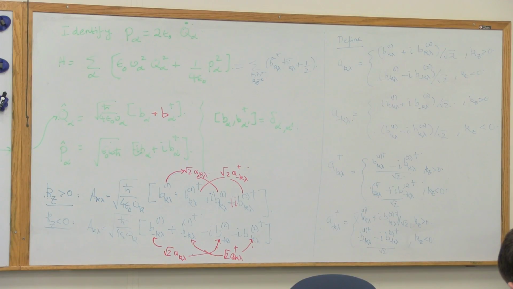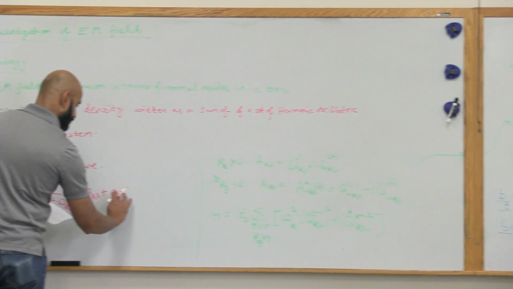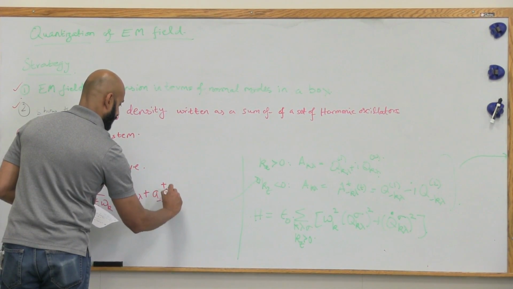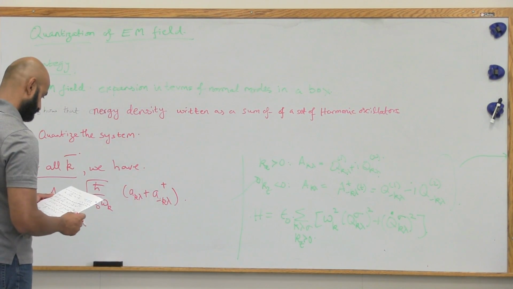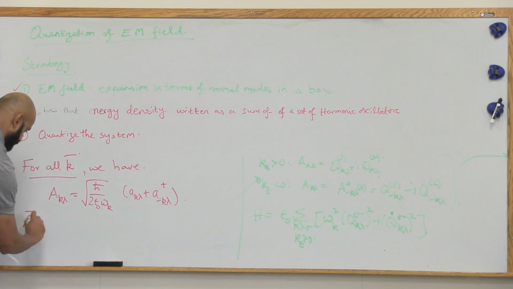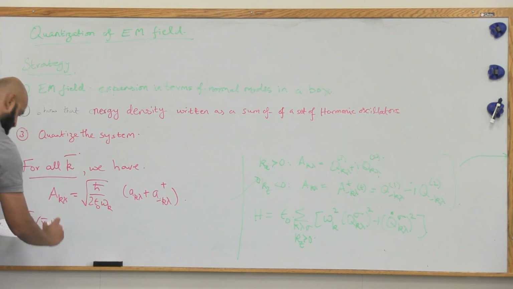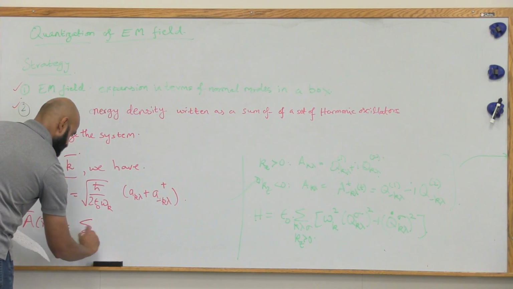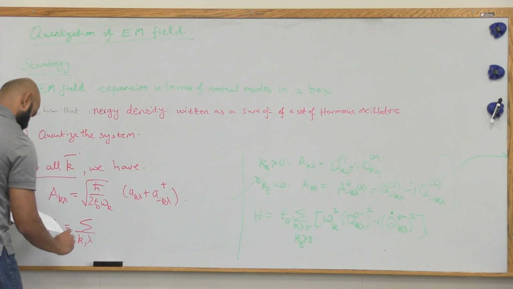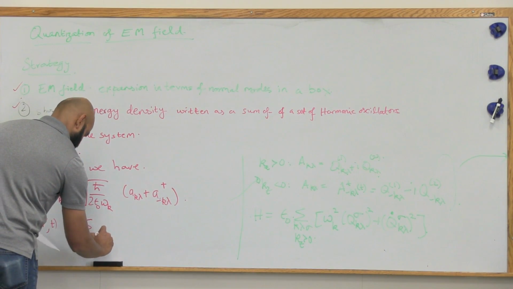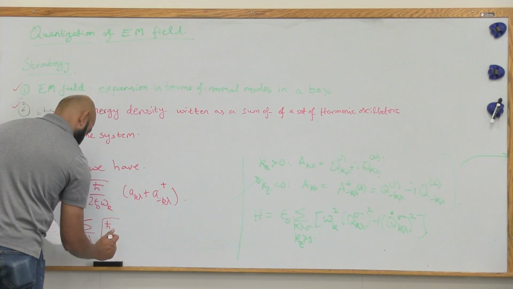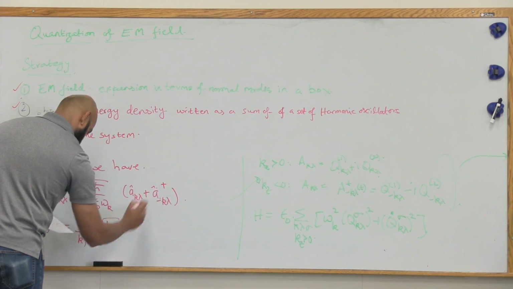We have the simplified expression that A_kλ is the square root of ħ over 2ε₀ω_k times A_kλ plus A_kλ dagger. Okay? And the full expression for the vector potential now, because that just involves putting back this A_kλ, is a summation over all k and λ. No, we are not splitting up into domains. That complexity is sort of hidden inside this A_kλ now. And these are all now operators.